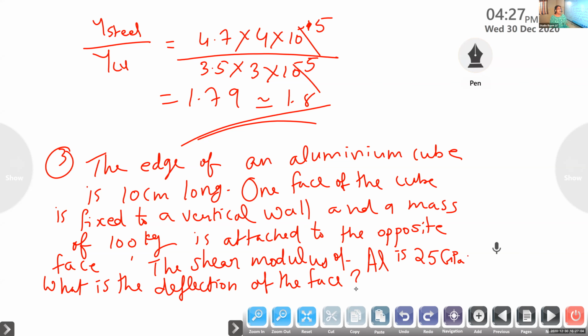Just imagine a cube has been fixed. One face is fixed to the vertical wall, just like this. And there is a load of 100 kg suspended here. So naturally what will happen? The opposite face will be a little tilted to a new position. So that is why it is experiencing a shear modulus. There is no change in the length or anything. The only thing is that the opposite face has been shifted from its original position because of the 100 kg suspended there. Okay, that's the condition.